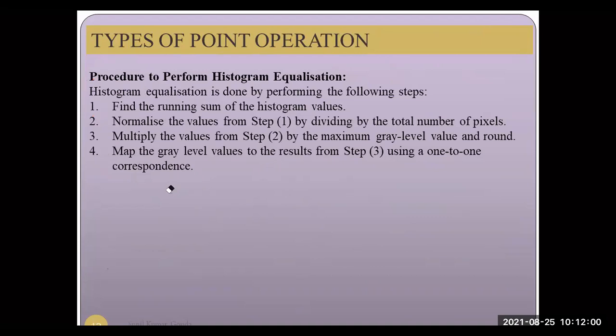Step number 1. First of all, we have to find the running sum of the histogram values. Then we normalize the values from step 1 by dividing by the total number of pixels. Then we multiply the values obtained in step 2 by the maximum gray level value and round it off. Then map the gray level values of the result from step 3 to the corresponding ones.